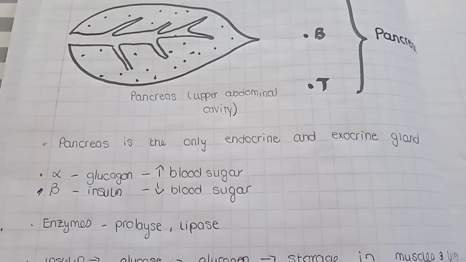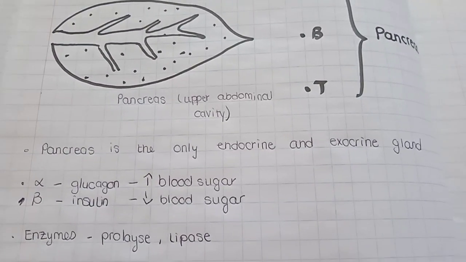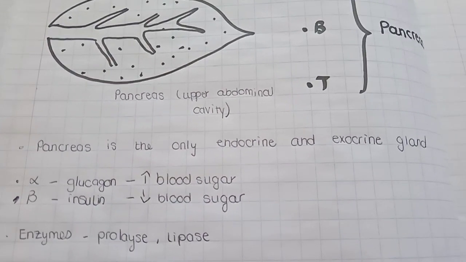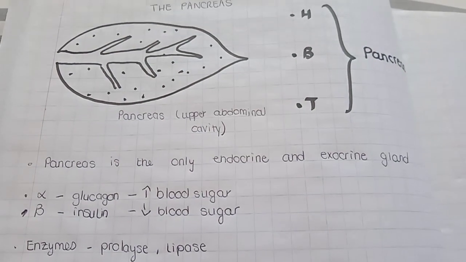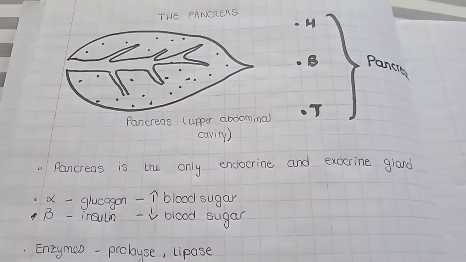Now, back to the cells. The alpha cells produce glucagon. The beta cells produce insulin. Now, glucagon increases the blood sugar levels in the body. Insulin decreases the blood sugar levels in the body.